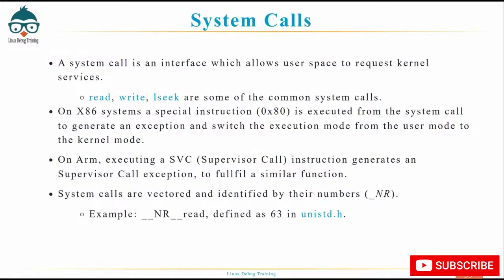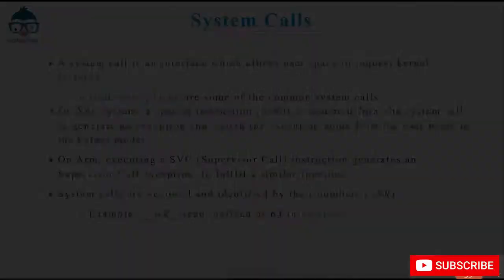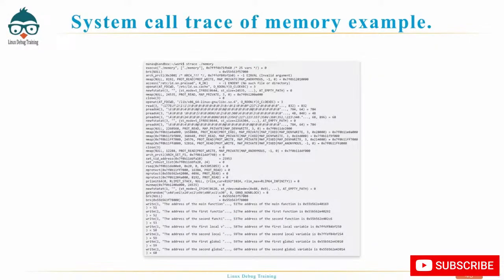unistd.h. To invoke a system call in C or a similar language, you can use a library function, for example, open, read, or write, provided by the C standard library. These library functions internally invoke the relevant underlying system call. One useful tool for examining system calls made by a running program is strace.